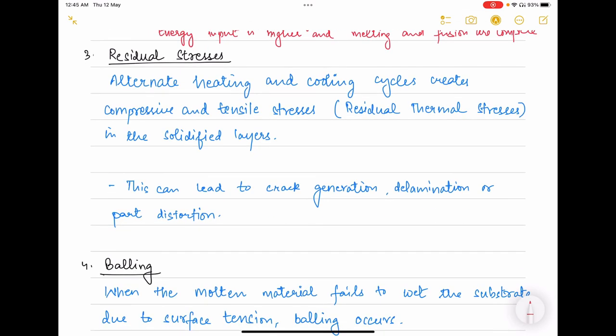Next is residual stresses. The alternate heating and cooling cycles create compressive and tensile stresses, also called residual thermal stresses. They are called residual because they remain in the object even after the removal of load.